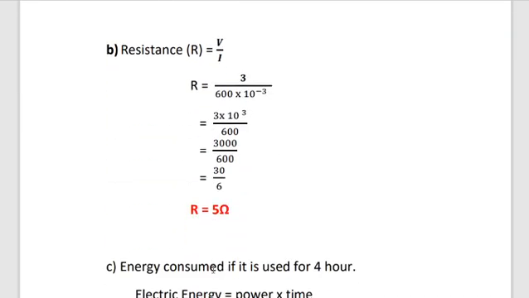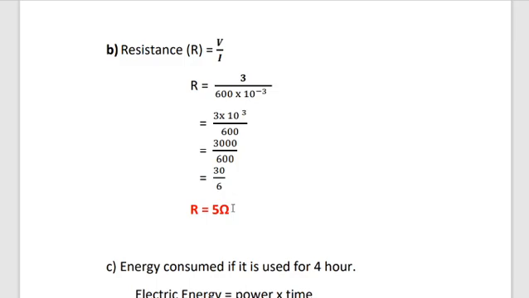Then the second question, resistance R. R is equal to V by I. Substitute the V value, 3 volt. What is the current? 600 milliampere, so 600 into 10 power minus 3. So 10 power minus 3 comes to the numerator, means 10 power 3. So 3 into 10 power 3 divided by 600. 10 power 3 means 1000. So 3 into 1000, 3000 divided by 600. So 2 zeros cancel, 30 by 6. So resistance R is equal to 30 by 6.